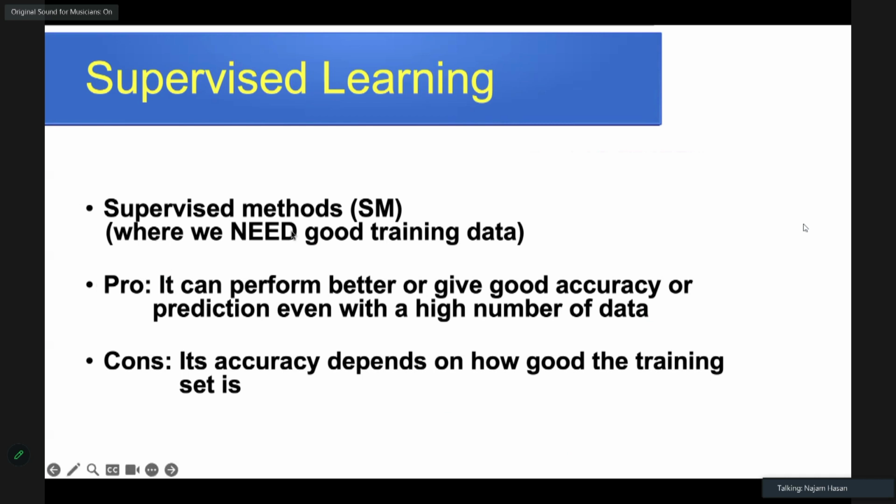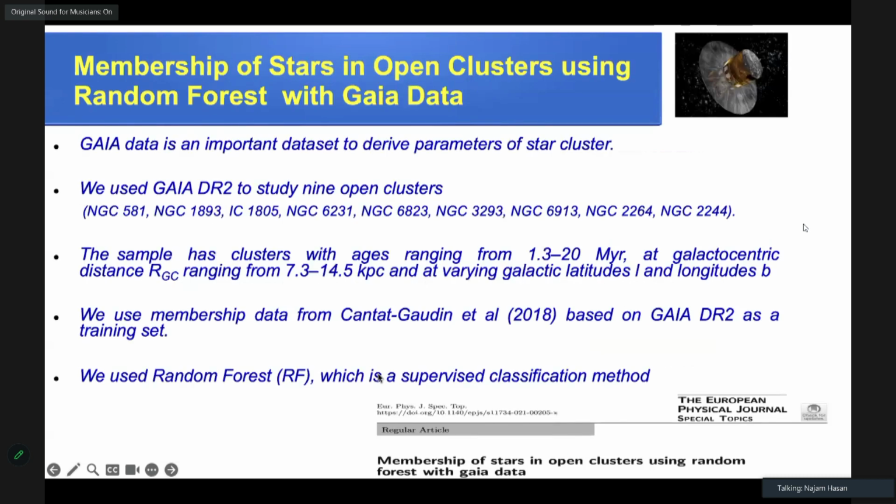In supervised methods, where we need good training data, the pro is that it can perform better or give good accuracy in predictions even with a high number of data. The con is that if the training sets are poor or inaccurate, then it can lead to issues and problems. In one of our papers, we looked at membership of stars in open clusters using random forests with Gaia data.